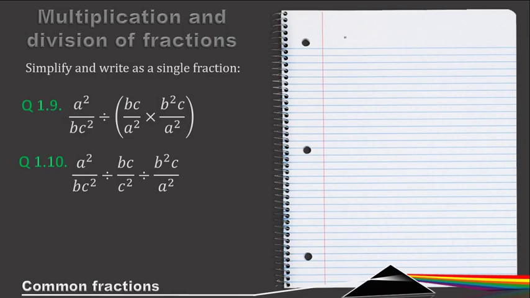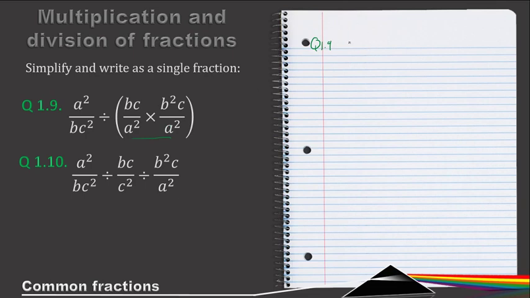Right, question 1.9. So here, what we need to start with is we need to do brackets first, if you remember. So we need to simplify inside the bracket first. Now, what I can do is I can start by cancelling. And I can't actually cancel anything here because all the b's are at the top and all the a's here. So we can just simplify this one by multiplying it out.